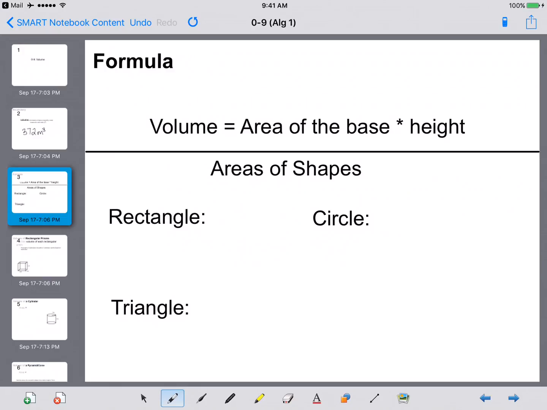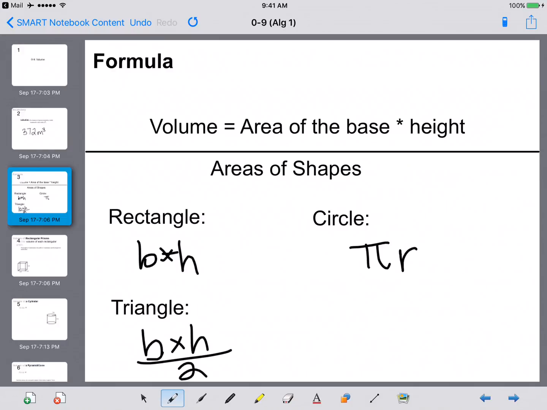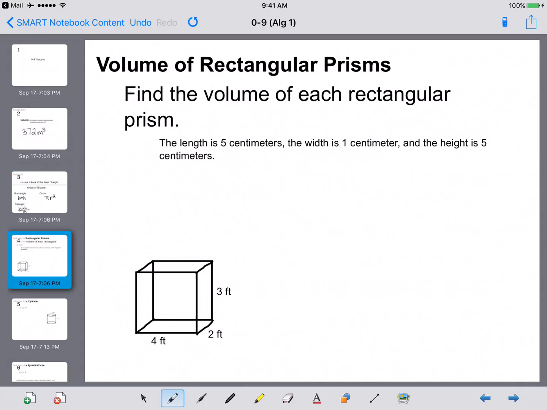So your formula, the volume equals the area of the base times the height. So the area of your base of a rectangle is the base times the height. So you figure out what your top and your bottom are, multiply by that. For a triangle, it's your base times your height divided by 2. And for a circle, it's pi times the radius squared. And we'll put these into action so you can see what it is that you need to be doing.